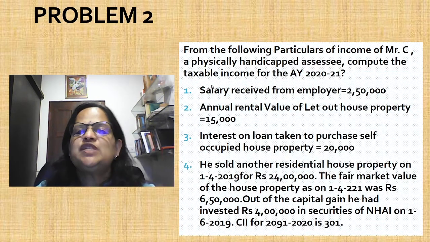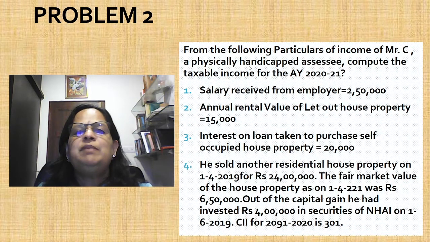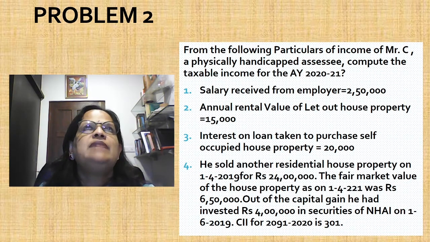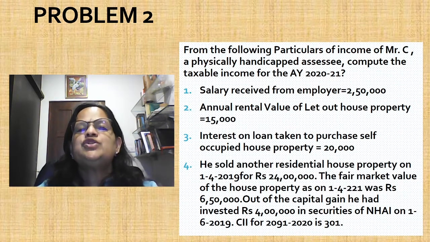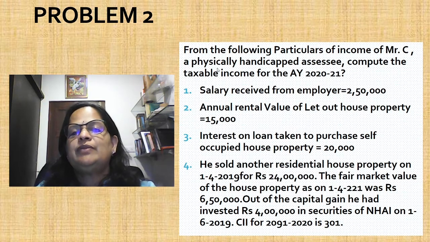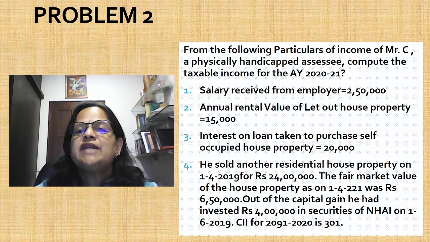This has many adjustments. From the following particulars of income of Mr. C, a physically handicapped assessee. That means 80U is applicable in this case. It is not mentioned that it is severe disability, so he can claim 75,000 under section 80U. See, if you will not read the question properly, you will not get this information. So here, compute the taxable income for the assessment year 2021.